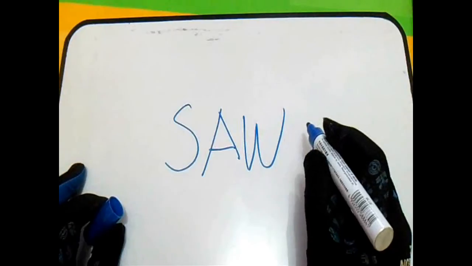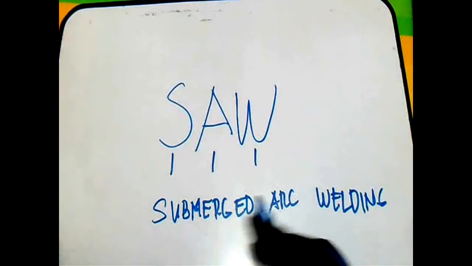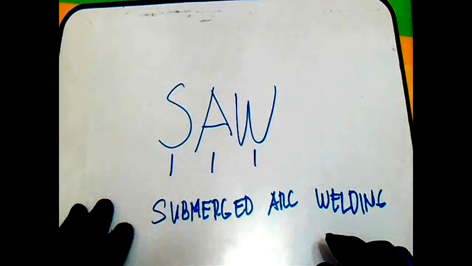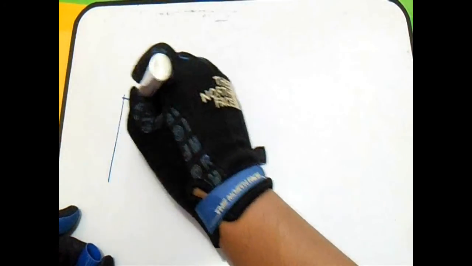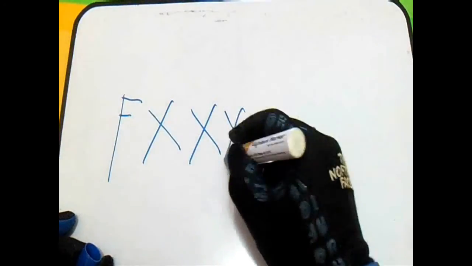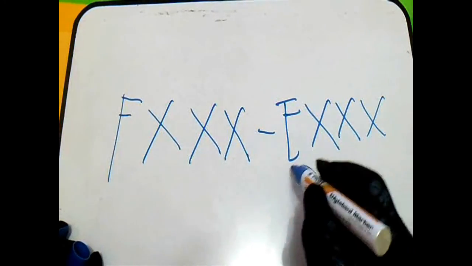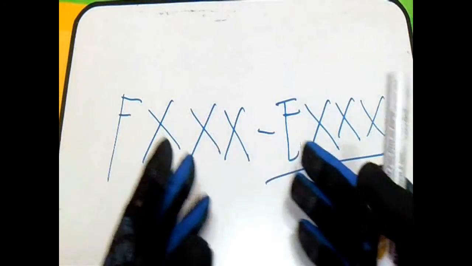Now let's discuss the SAW identification system. So first, what is SAW? SAW is submerged arc welding. This is the meaning of SAW. Anyway, we are discussing the SAW filler metal identification system. So this is the SAW identification system. In this, each letter has a different meaning.